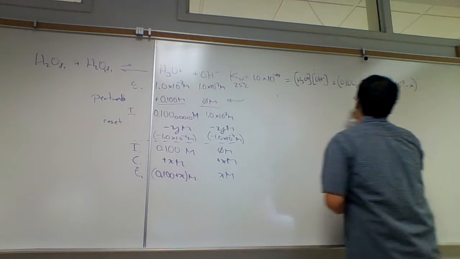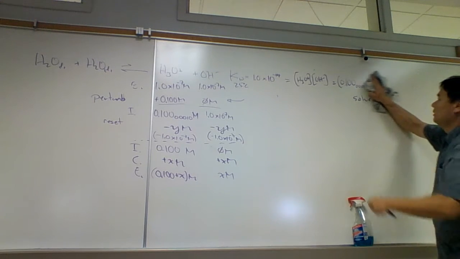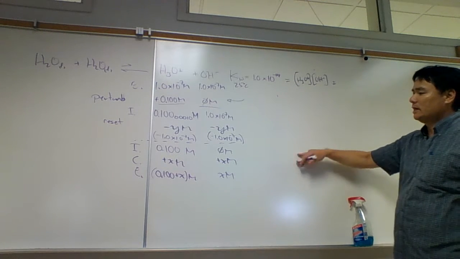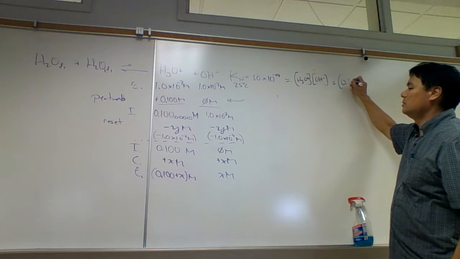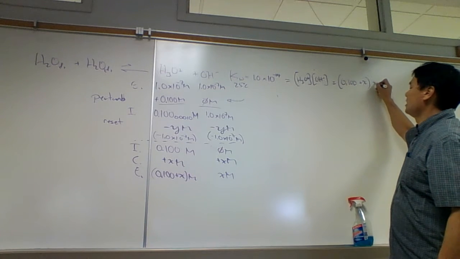And so now this is the K expression that we got from ice table 1. Now this is going to be from ice table 2 here, the reset table. And it's going to be 0.100 plus X times X.